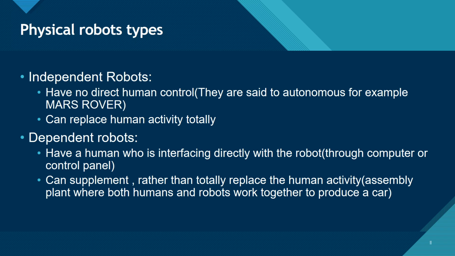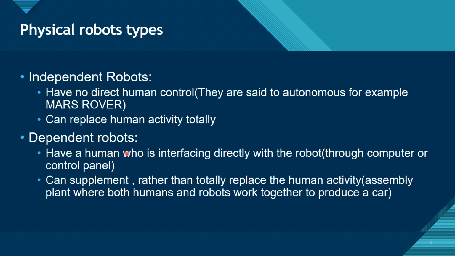Then there are two types of robots: independent robots and dependent robots. Independent robots, as the name suggests, are all those robots which can work independently, meaning without human interaction, and have no direct human control. They are said to be autonomous, for example, Mars robots, and can replace human activity totally. Independent robots will basically replace humans totally.